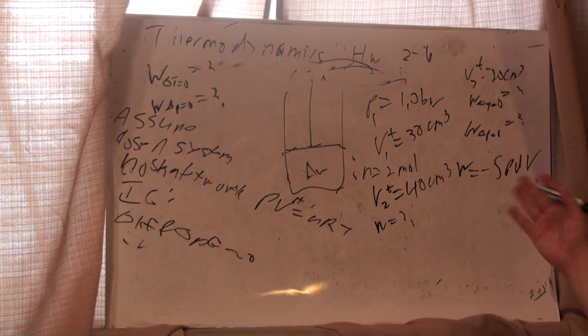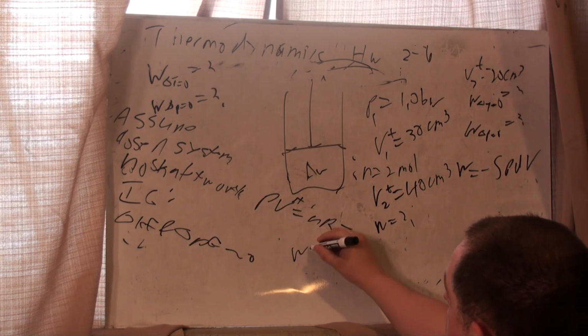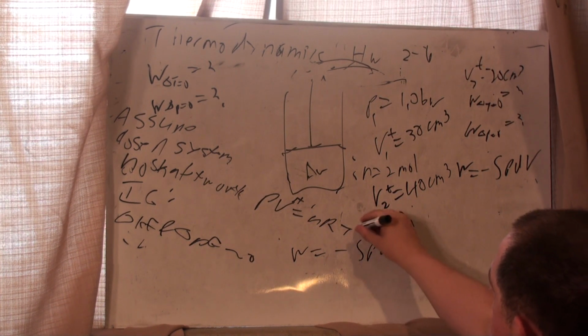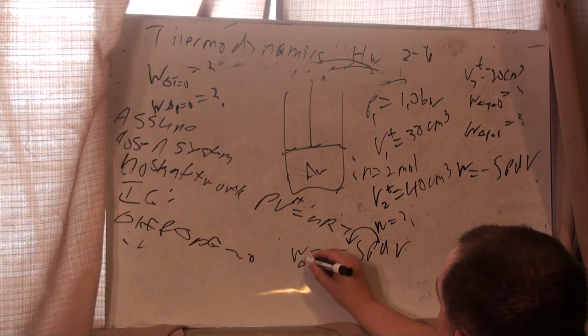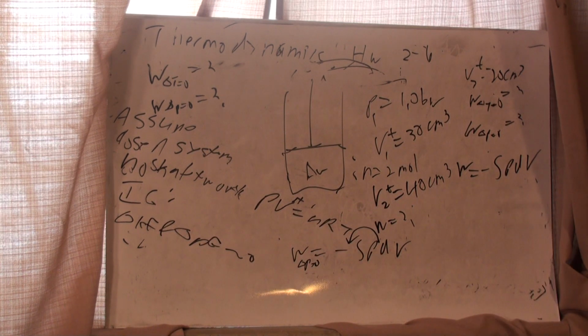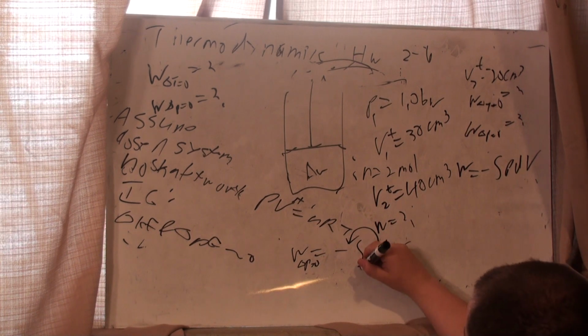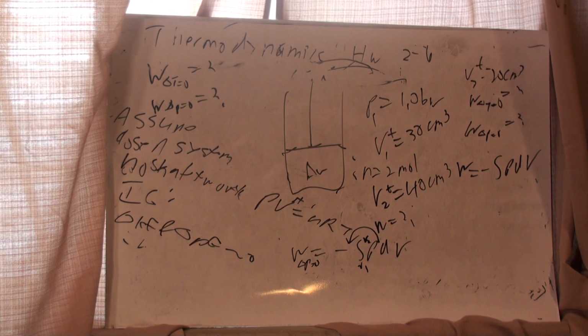Isobaric, because the pressure's constant, so that means I can pull it out of the integral. So W equals minus P dV. This gets pulled out. So delta P is equal to 0. So that gets pulled out, and I'm at V1, V1, V2.